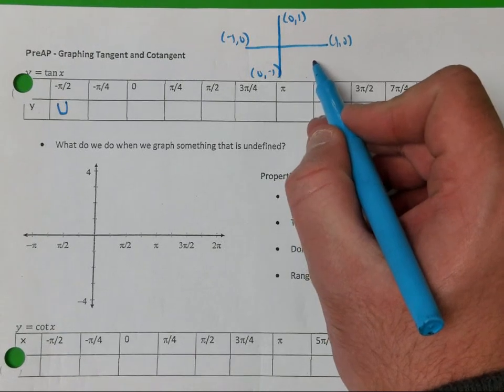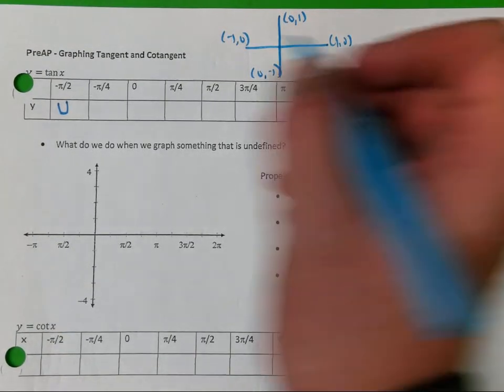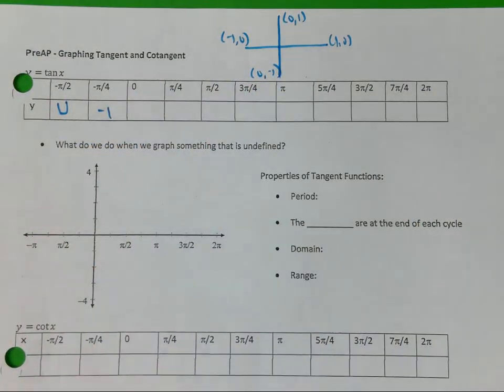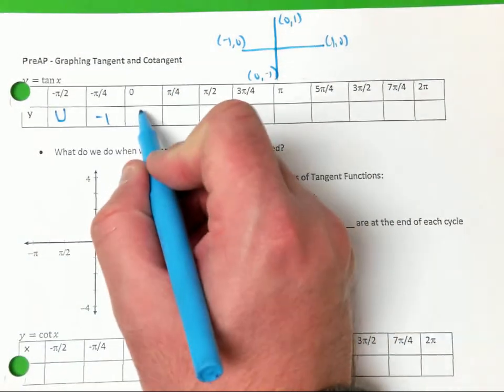Negative pi over 4 is down here. So you know the tangent is y divided by x. That would be a negative 1, because remember the ordered pair for negative pi over 4 will be square root of 2 over 2 and negative square root of 2 over 2. 0 is here, y divided by x will give me 0. Pi over 4 is up here, tangent, that's 1. Pi over 2 is here, y divided by x will be undefined.